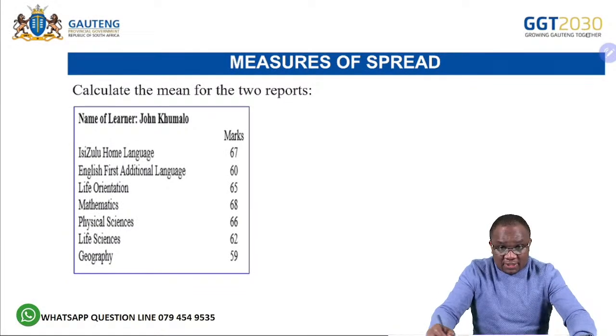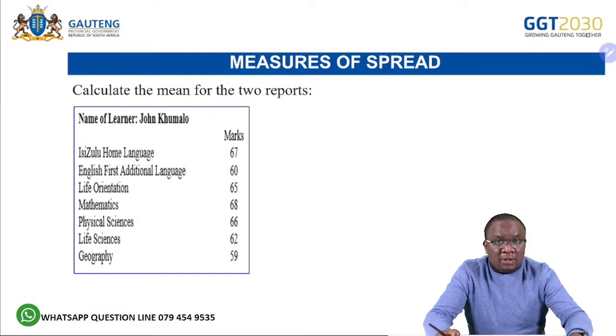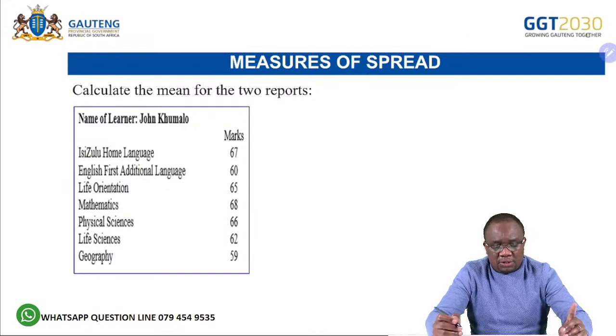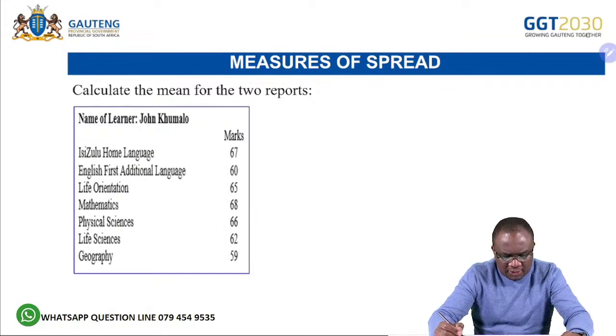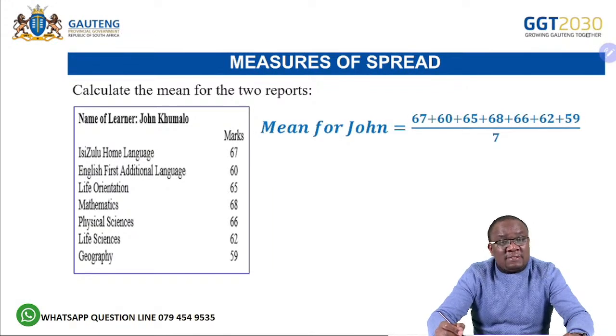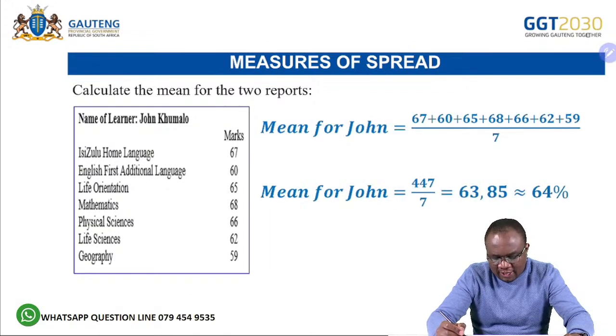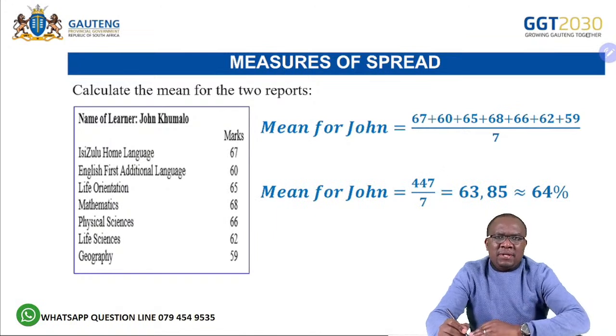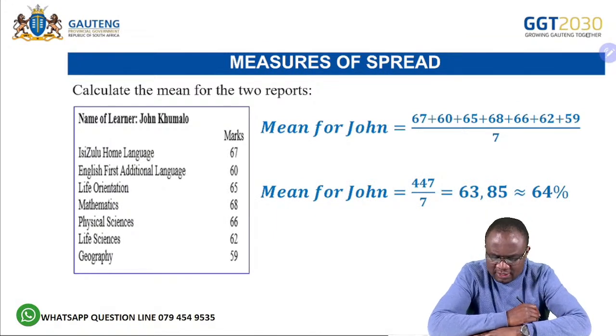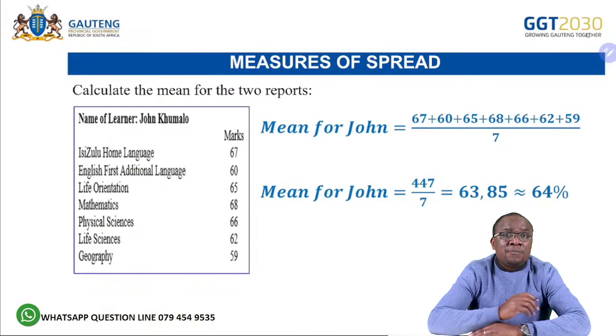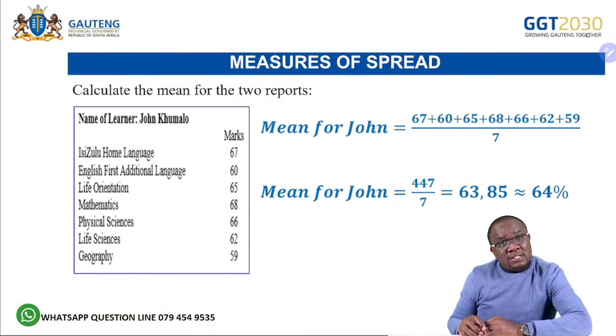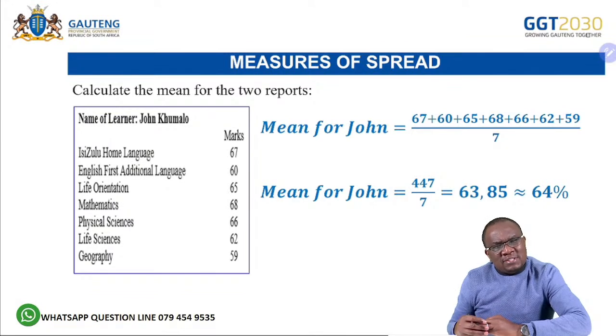Right, welcome back, grade 10s. Now let's see. Even if you did not finish, don't stress. Just copy what I'm going to show you now. Okay, just copy this. So we add all the marks and divide by 7. And again, the mean, the average here is 64%. So Lerato's average is 64%. John's average is 64%. So what can you say?